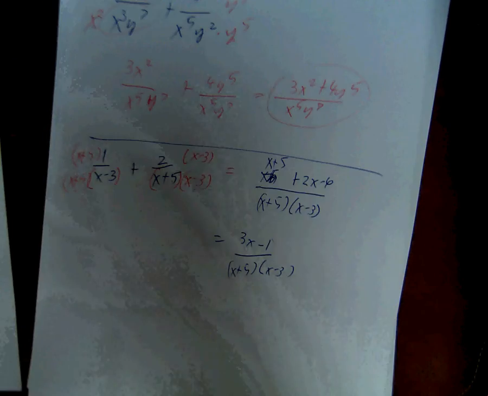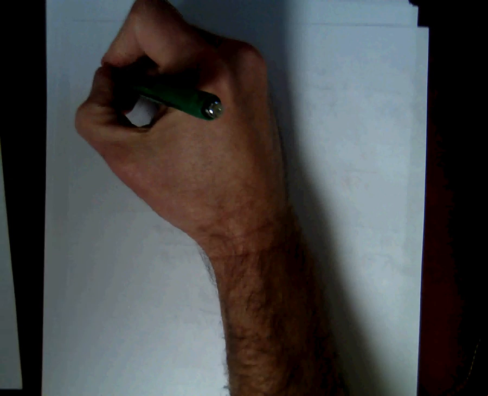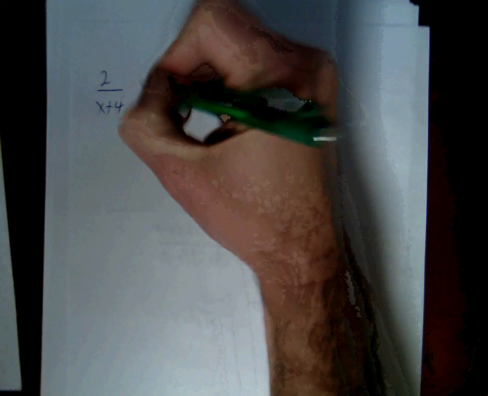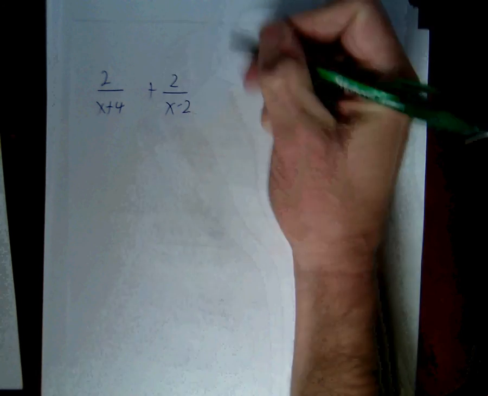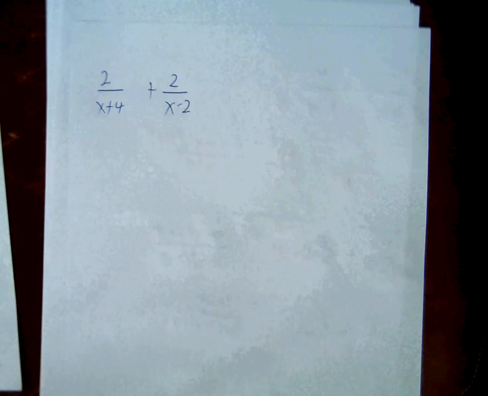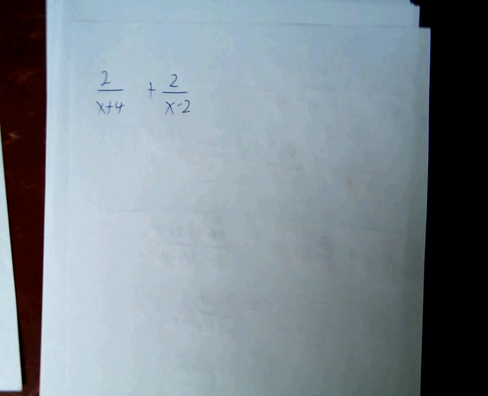All right. Your turn. So if I give you 2 over x plus 4 plus 2 over x minus 2, now your turn. Get a common denominator and add them.